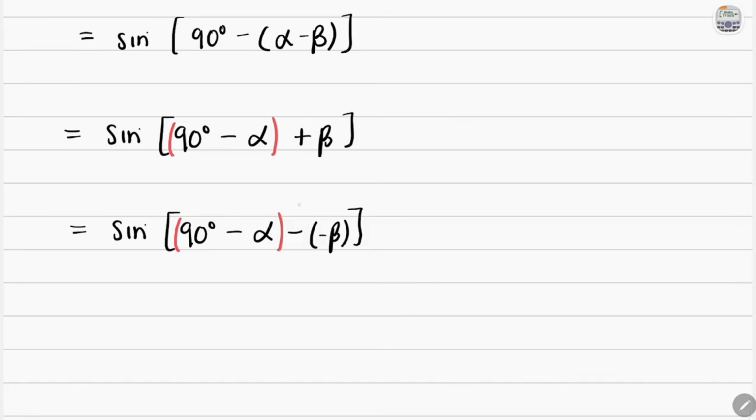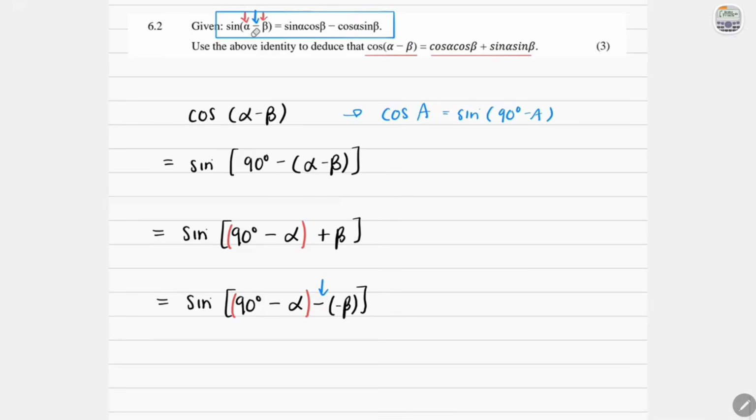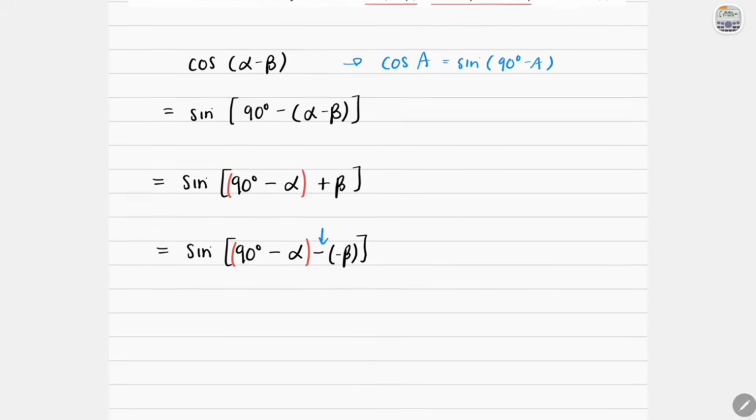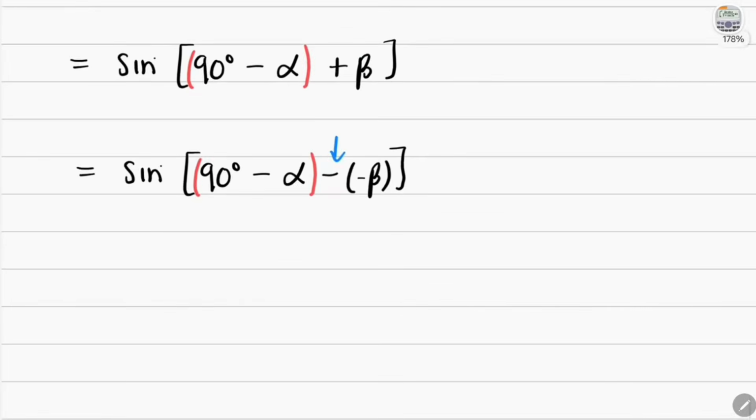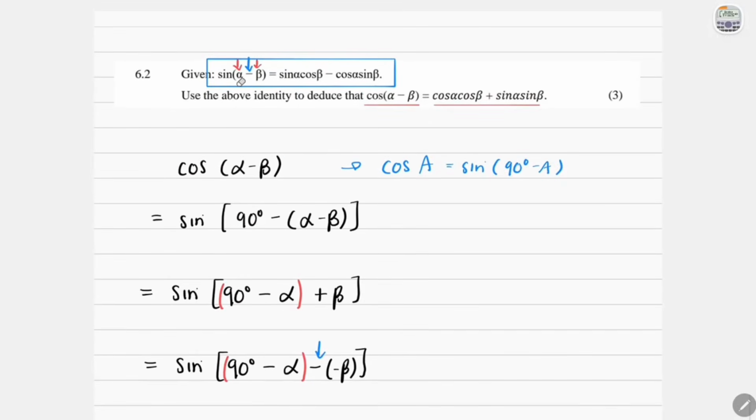And now it's in the correct order. It's in the order of sine of an angle minus another angle. And let's get expanding. So applying this rule, because they said sine alpha minus beta, if you have sine of a first angle minus another angle, it's going to be equal to sine of that first angle.